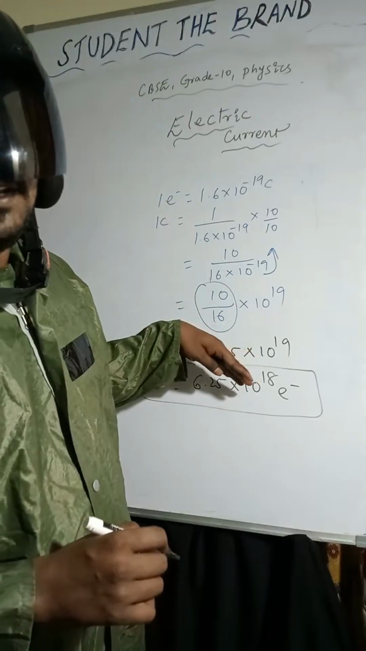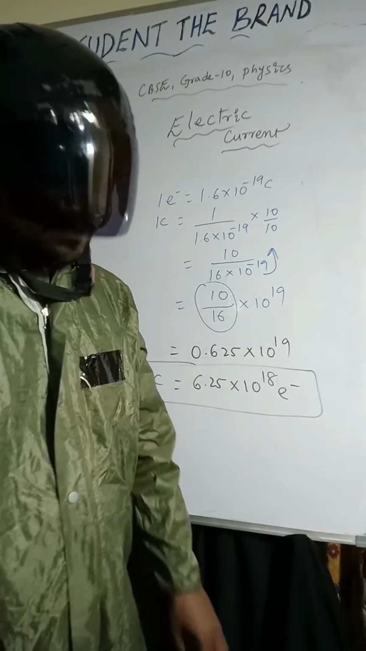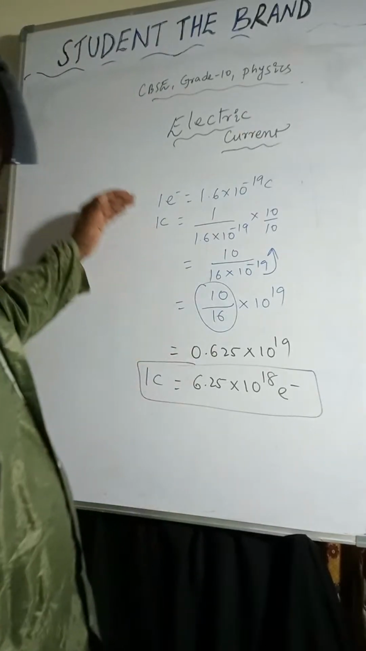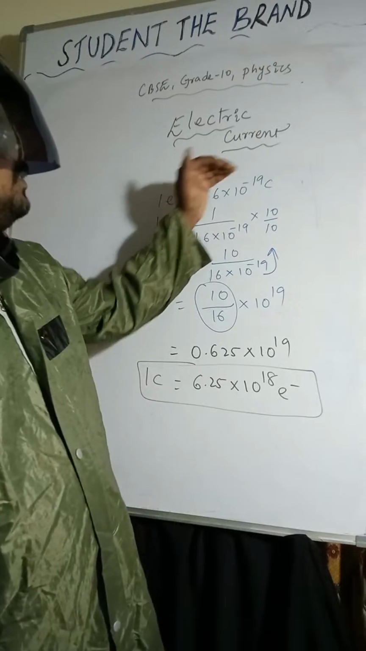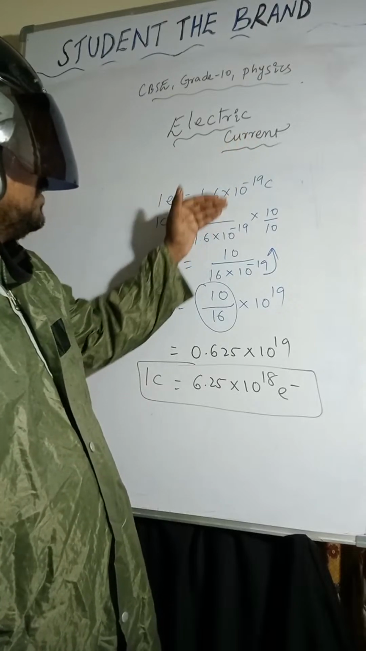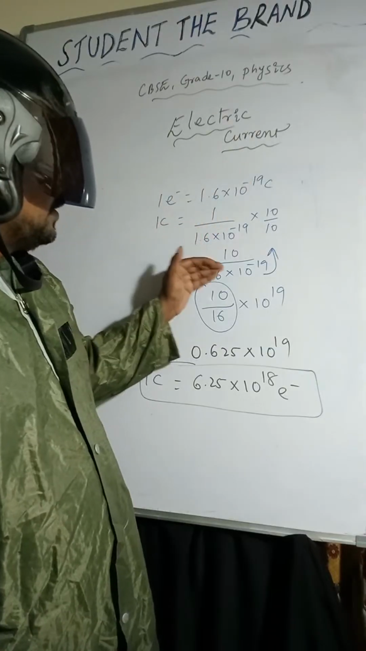This value is very important, so make sure you are listening to this one. Once again, one electron has a charge of 1.6 into 10 power minus 19 coulomb. So in 1 coulomb, it is 1 by 1.6 into 10 power 19, so 10 by 16 into 10 power minus 19.